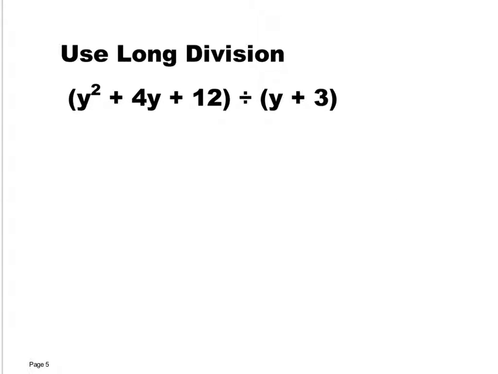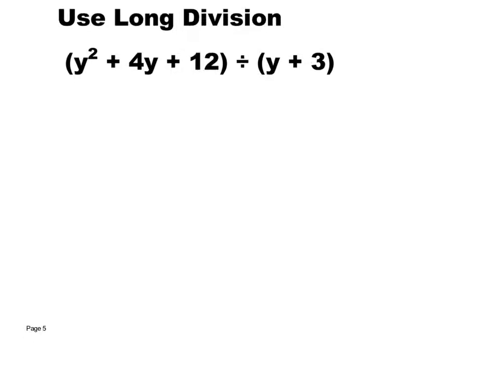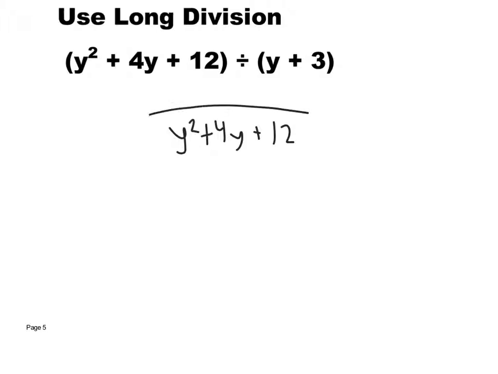Sometimes it doesn't factor. Y squared plus 4y plus 12 doesn't factor. So what we do instead is long division. Here's how we do it. We put y squared plus 4y plus 12 inside the house, and on the outside of the house, we write y plus 3, just like we were used to doing when we learned division a long time ago.